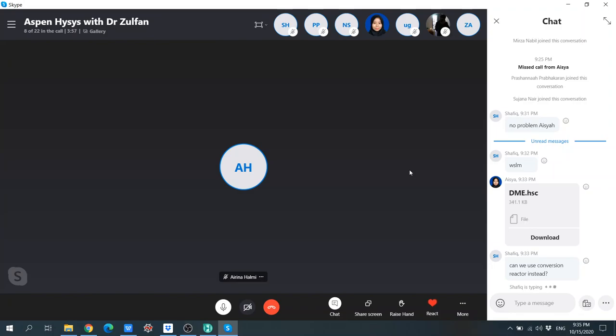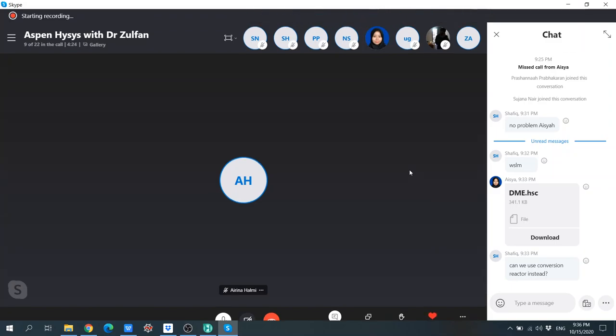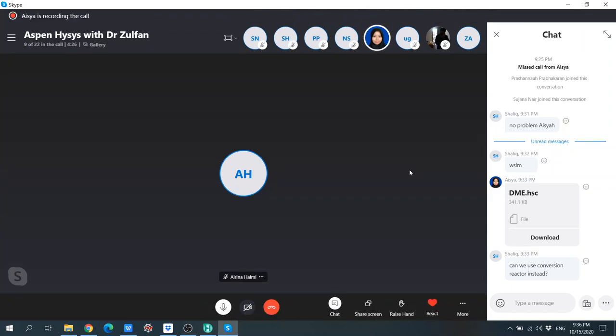In this case, Shafiq, you can also use a conversion reactor, because one thing to start with in the simulation is that it's also good to use it, based on practical experience. In many of the simulations we will be using recycles, a recycle loop around the reactor. Like in this case, you will see later on there will be a recycle of unreacted methanol.